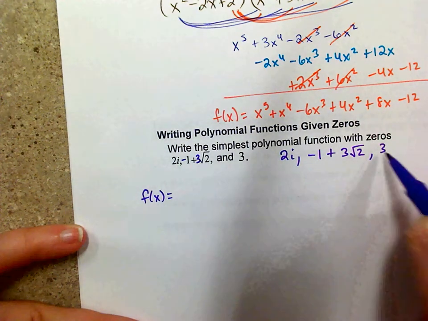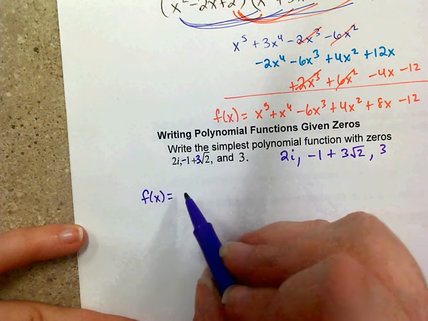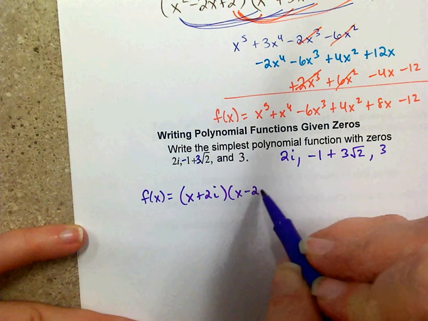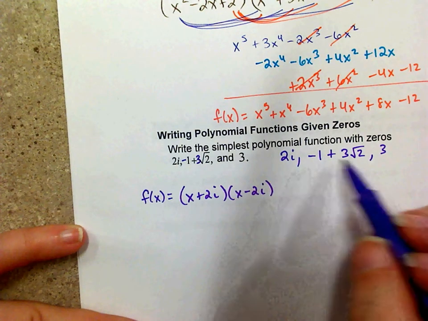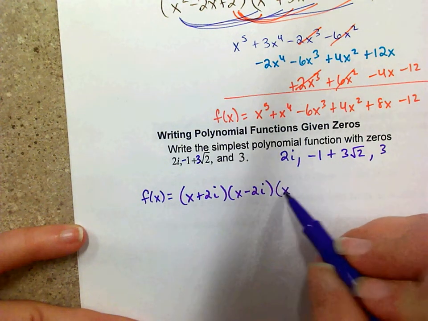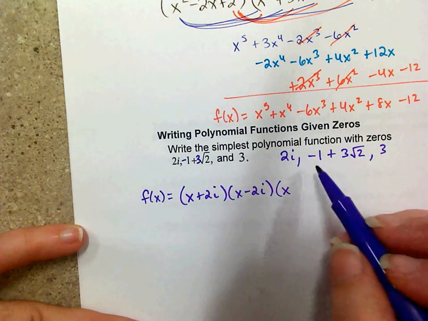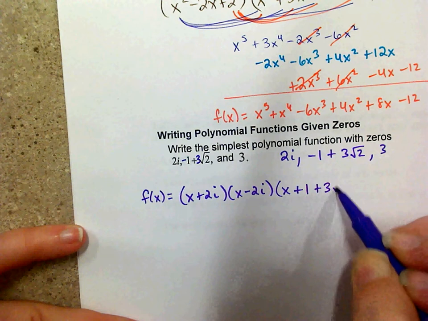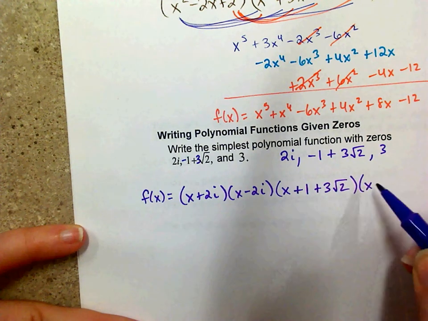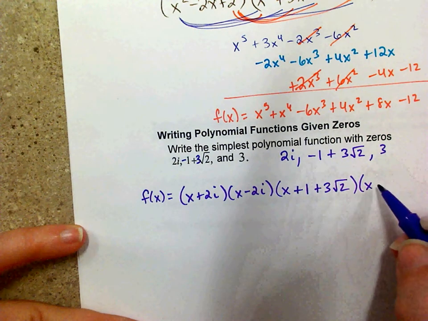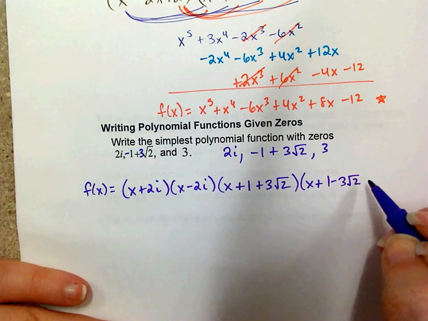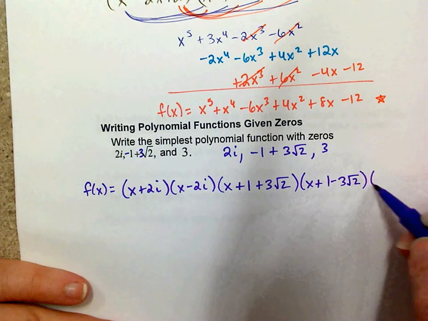So for 2i, we're going to have x plus 2i and x minus 2i. For this one, I'm going to write, it's always x minus the root, but it's already a negative 1, so it's going to be plus 1 plus 3 square roots of 2, and x minus, but it's already a negative 1, plus 1 minus 3 square roots of 2. And then for that one, for the 3, we've got x minus 3. Okay?